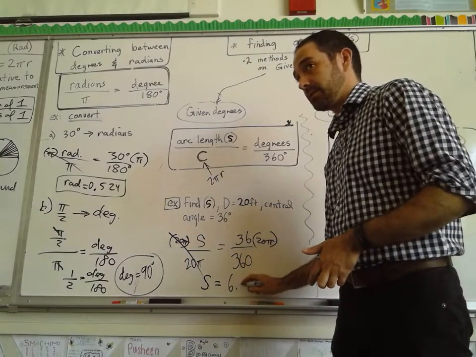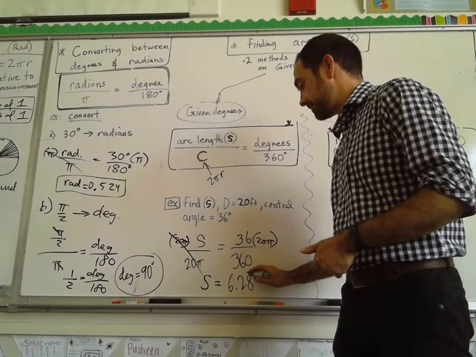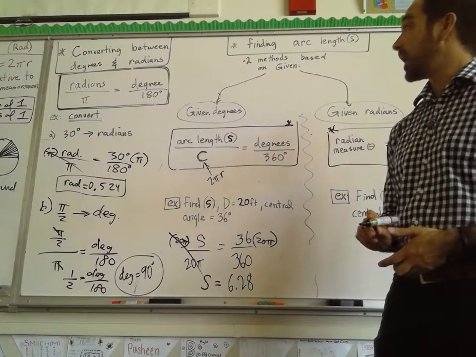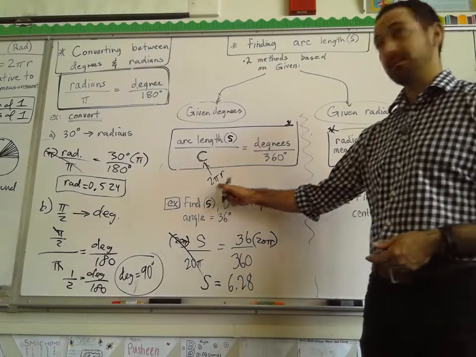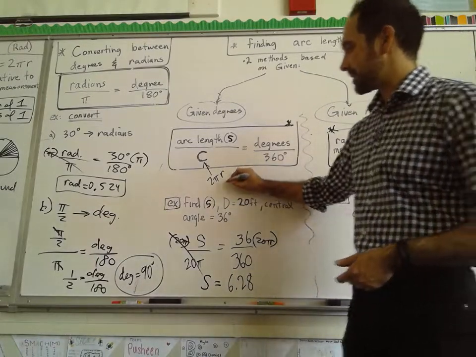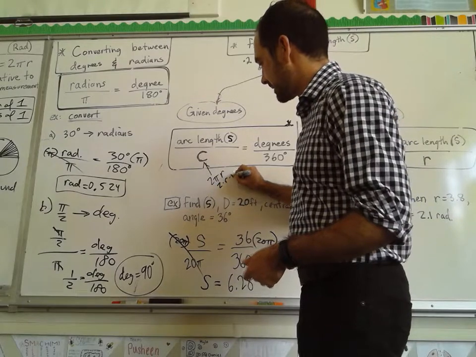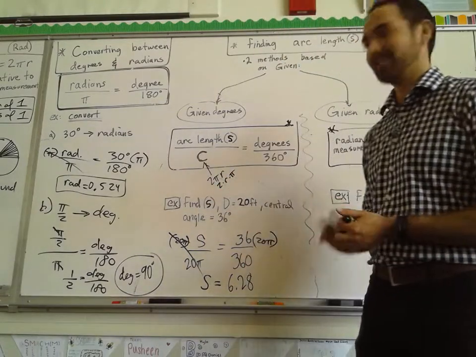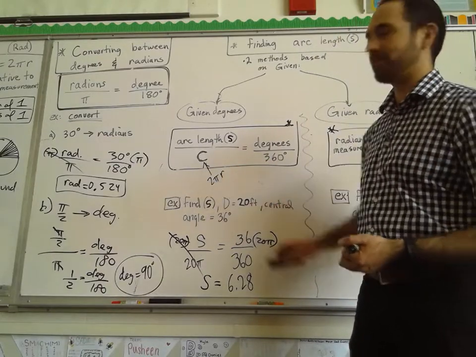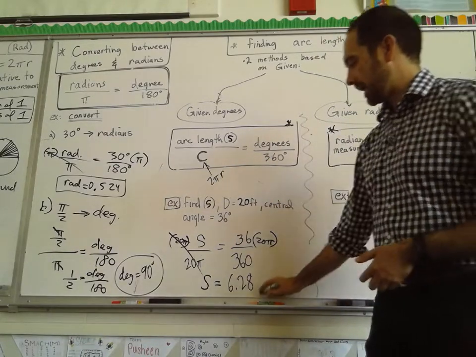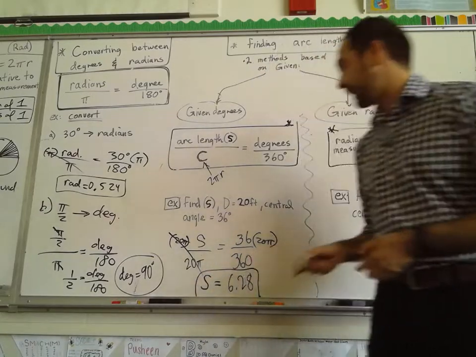6.28. Where did the 2 go for the pi? Right here, the 2 pi r. Think of it this way: 2 times r times pi. Same thing, right? Now 2 times r is the diameter, so I was just saying you could look at it that way, every way you want. All right, we got our arc length of 6.28.